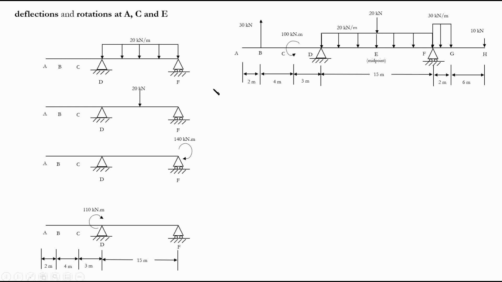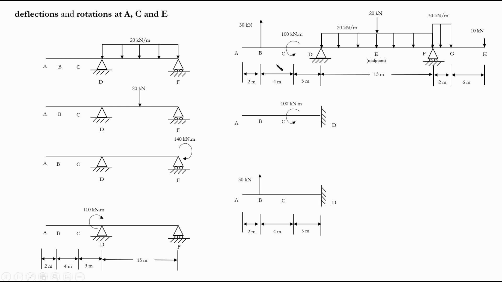Now, let's move to the cantilever portion. We'll have two other cases for the left cantilever, and the reason is we want to find our deflection and rotation at point A, and we want to find our deflection and rotation at point C. Another question might be: didn't we already find the effect of the left overhang and the right overhang on the supports? The answer is yes, we did, but that was for the simply supported portion, portion DF.